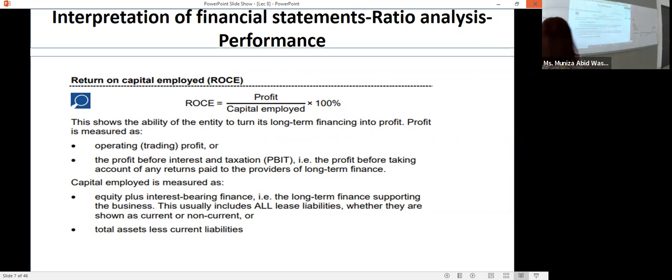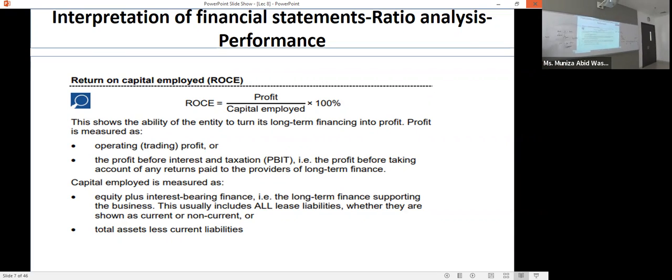I am telling you. We say that capital employed is equal to long-term liabilities plus equity. We are not taking short-term liabilities over here. Now, we also say that capital employed is equal to total assets minus current liabilities. If you are going to deduct the current liabilities out of the total assets, what is the remaining? Long-term liabilities and equity. Is it?